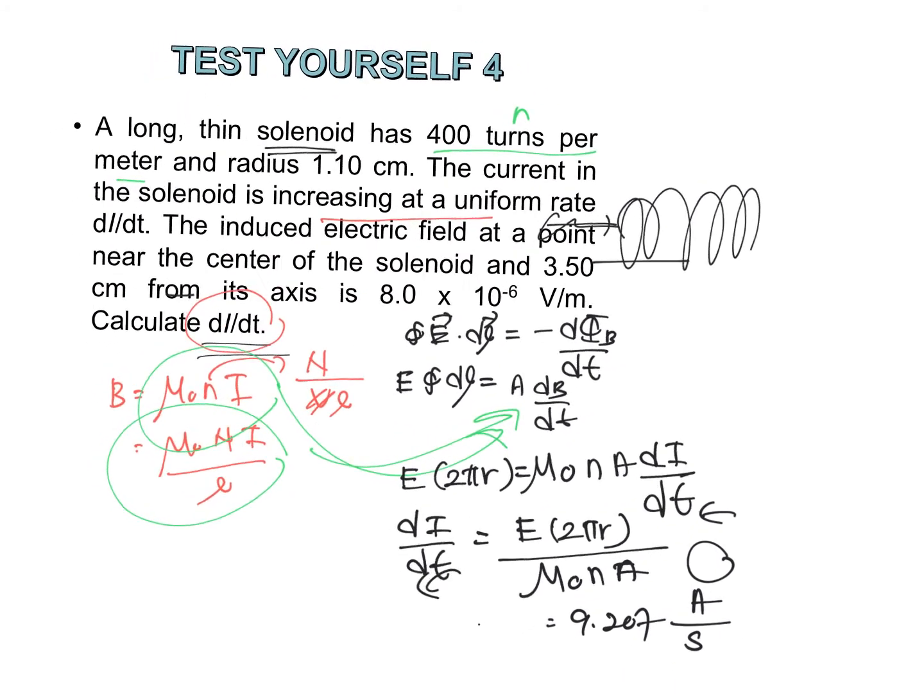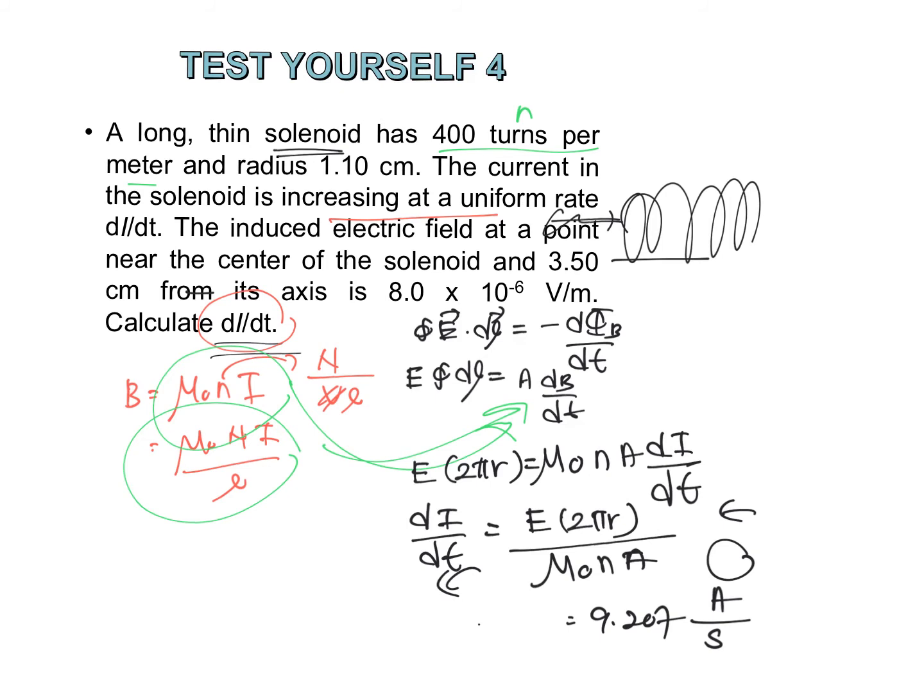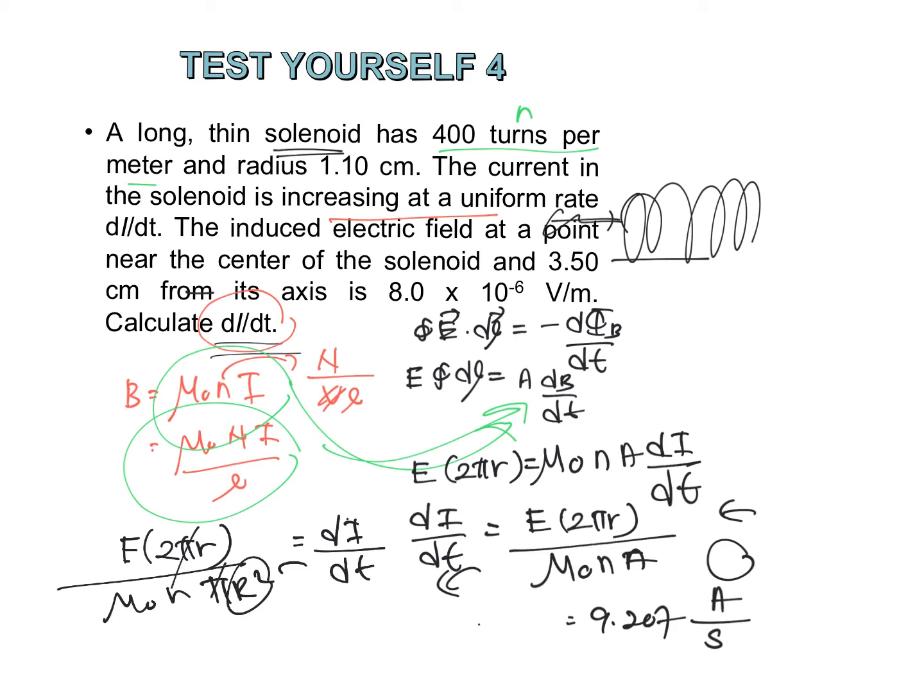Okay, so it's going to be E equals 2 pi r mu naught n pi R square. R here is basically the area that the question asks you to find the change of the rate of change of current. So pi can be cancelled out. So the final formula is going to be di over dt equals E times R over mu naught and number of loops per unit length, and then R square.